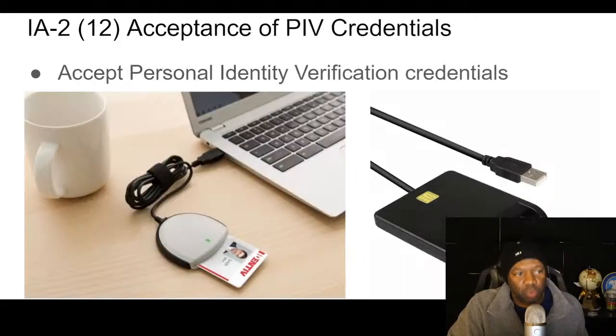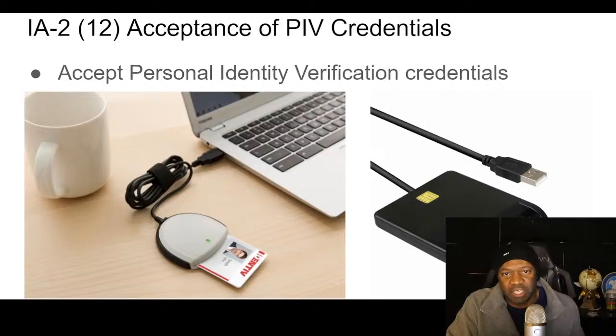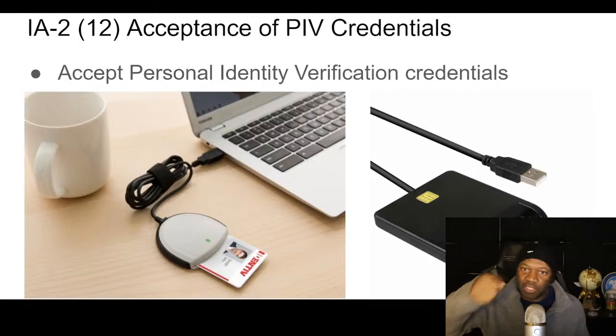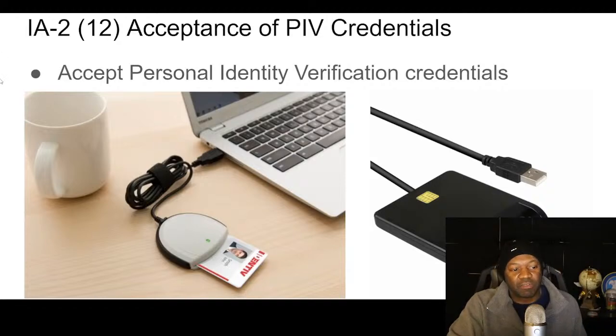Okay, IA-2(12). Still on the IA-2s. IA-2 is huge. Acceptance of PIV credentials. This is like a CAC card. If you work for the military, they use what's called a CAC, Common Access Card, I think is the name. PIV is just Personal Identity Verification credentials. It's like a little card. You slip that into this little device here, and that is something you have, and then you type in something like your code or your password or whatever, right?